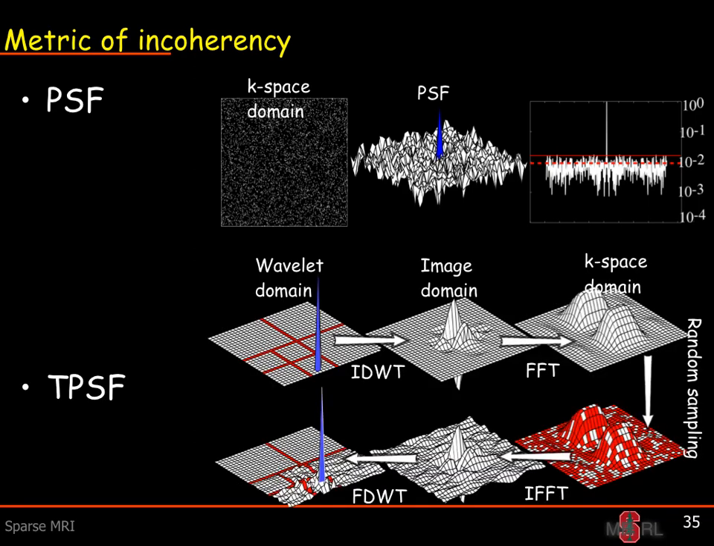Similarly, a transform point spread function is obtained by putting a delta function somewhere in the transform domain, here the wavelet domain, for example. Then you take an inverse discrete wavelet transform to get to the image domain. Then you take an FFT of that to get to the k-space domain. You apply your undersampling pattern, and then you go back to the image domain via IFFT, and then back to the discrete wavelet domain, and you get both that spike and the aliasing that it generates, right? So at this point, we have the transform point spread function.